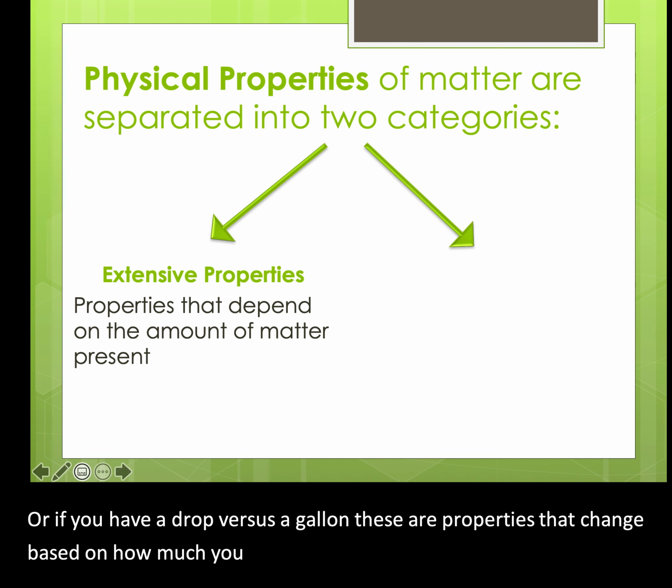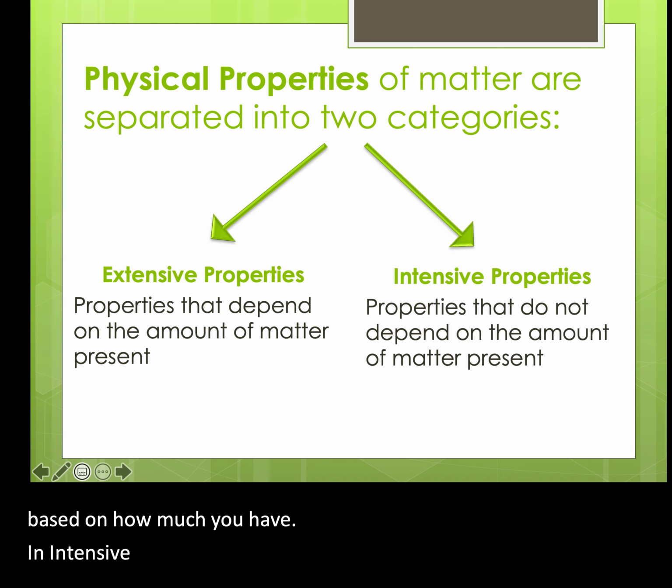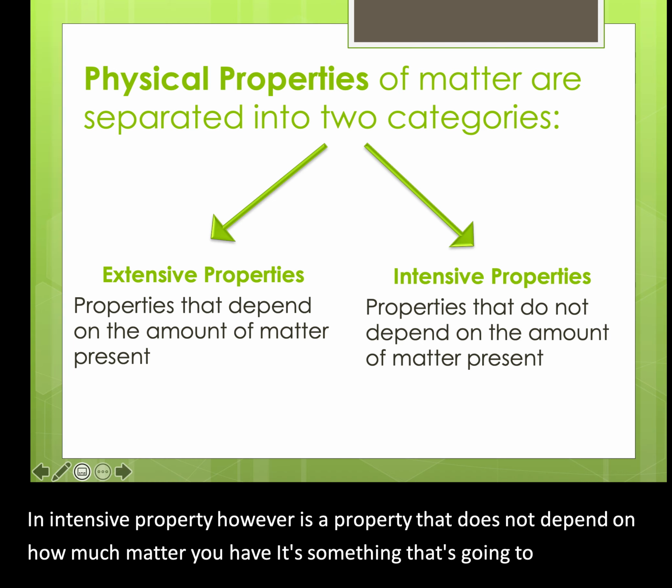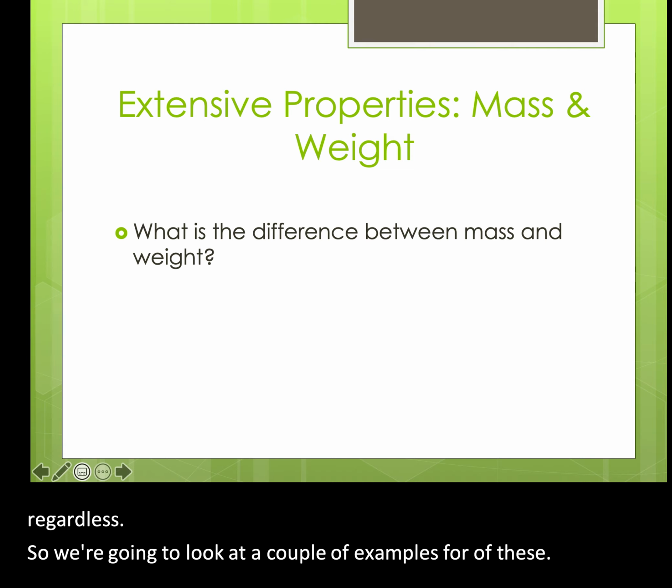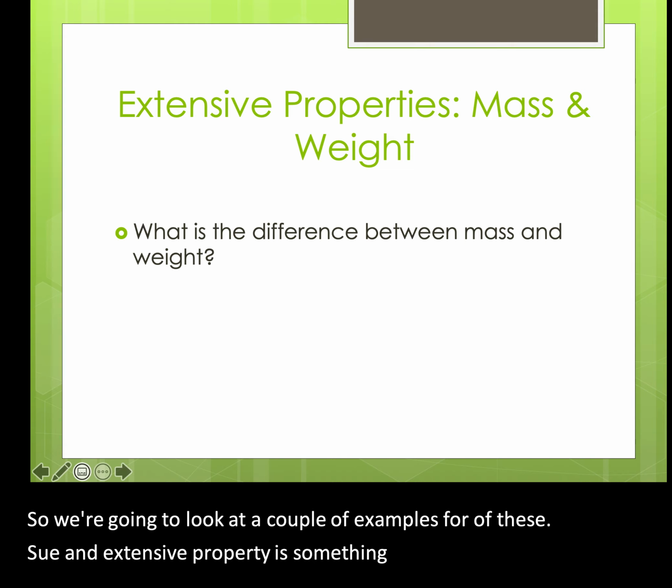An intensive property, however, is a property that does not depend on how much matter you have. It's something that's going to be the same regardless. So we're going to look at a couple of examples for each of these. So an extensive property is something like mass or weight.